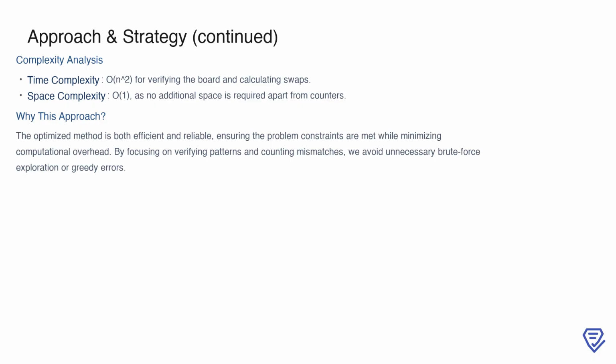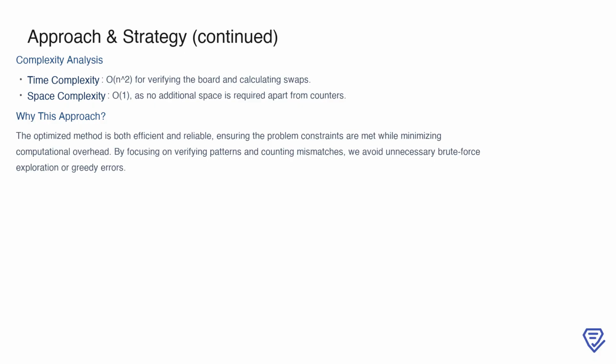What makes this approach particularly suitable is its reliability in meeting the problem's constraints while minimizing computational effort. By focusing on verifying the alternating patterns and counting mismatches, we avoid the exhaustive exploration of brute force and the potential pitfalls of greedy methods. This combination of correctness, efficiency, and simplicity is why the optimized approach is the preferred strategy for solving the transform to chessboard problem.